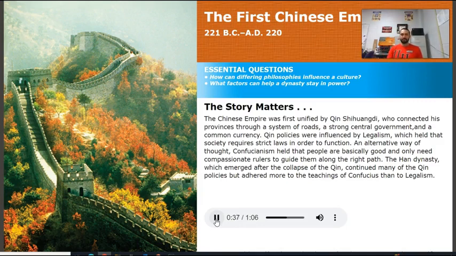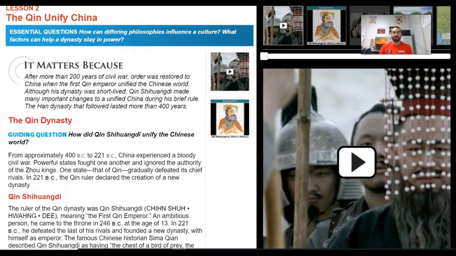Qin policies were influenced by legalism, which held that society requires strict laws in order to function. An alternative way of thought, Confucianism, held that people are basically good and only need compassionate rulers to guide them along the right path. The Han Dynasty, which emerged after the collapse of the Qin, continued many of the Qin policies, but adhered more to the teachings of Confucius than to legalism. And now we'll open up to page 134 in our book.